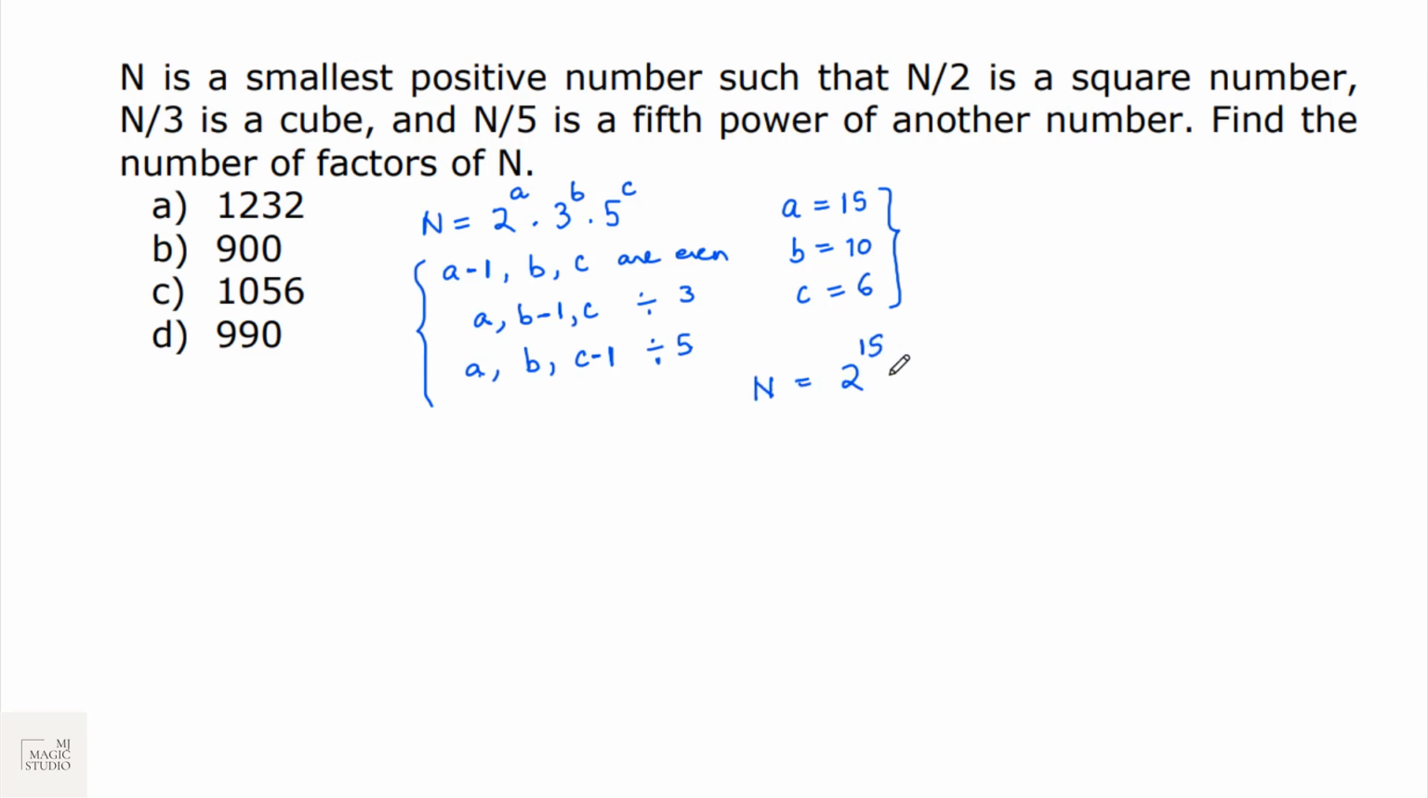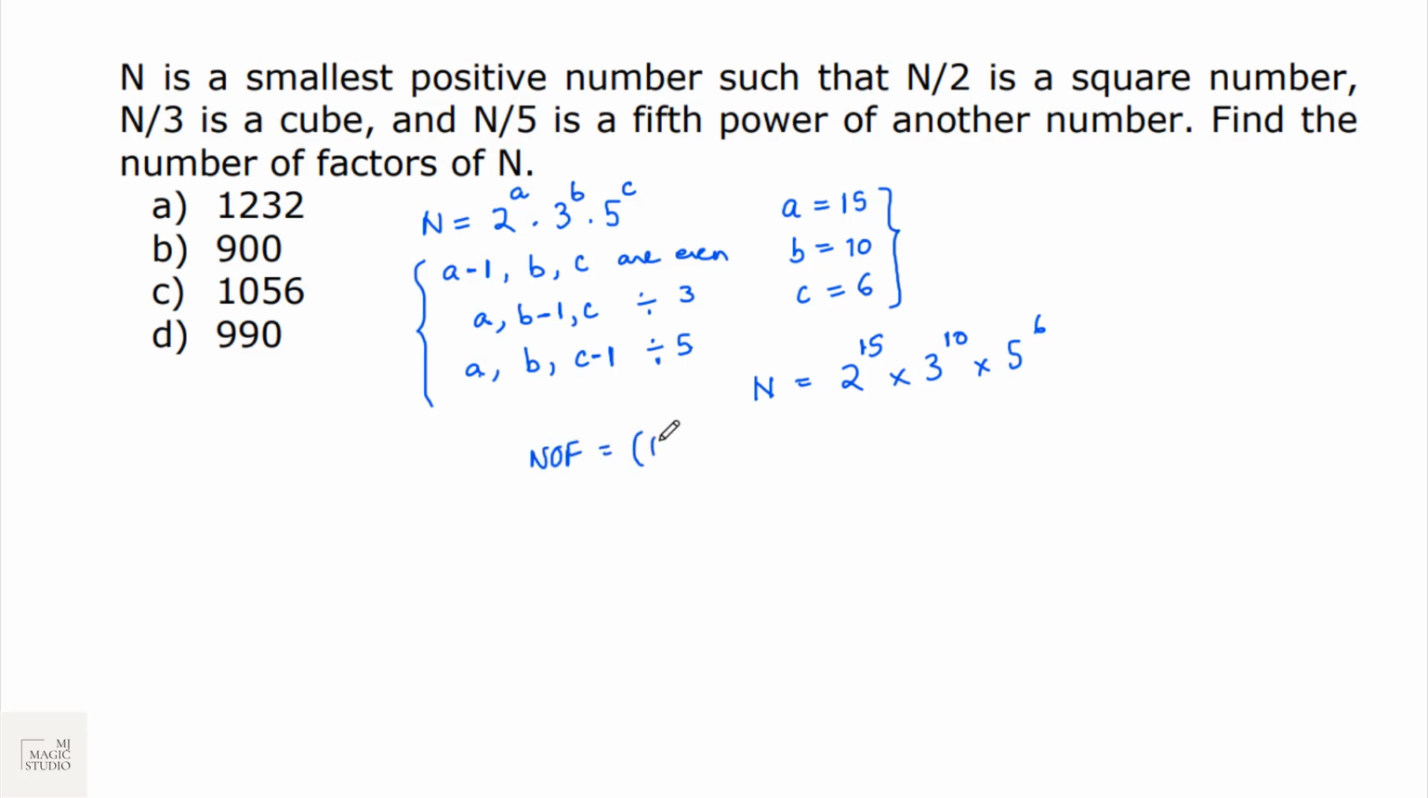That means the smallest n we are looking out for is 2 to the power 15 into 3 to the power 10 into 5 to the power 6. This is the smallest number, which when divided by 2, the powers of 2 will become 14, 10 and 6. This will be a square number. When divided by 3, 6, 15 and 9 are all multiples of 3. It will become a cubic number. N by 5, 15, 10 and 5 are all multiples of 5. It will become the fifth power of some other number. This is the smallest number we are looking out for.